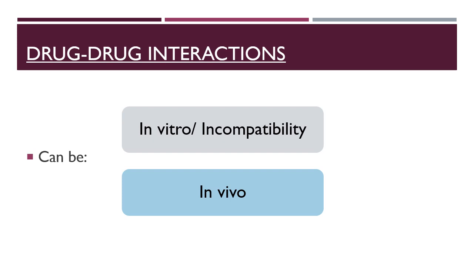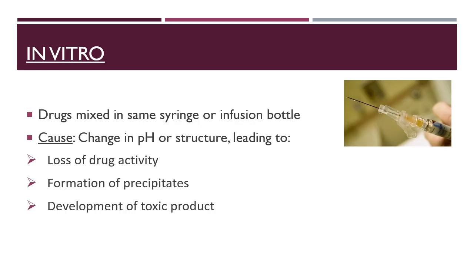Here, the same thing is repeated. If the reaction is outside the body and you are mixing different drugs, or you are adding to the infusion, there may be incompatibility at that time, and then drug interaction may be in vivo, in the body. In vitro, here an example is given in the syringe. You combine two liquid drugs in the same syringe, or you go on adding something to the infusion bottle, so the total material may be toxic, or there may be precipitation, or there may be color change. All these things are noted.